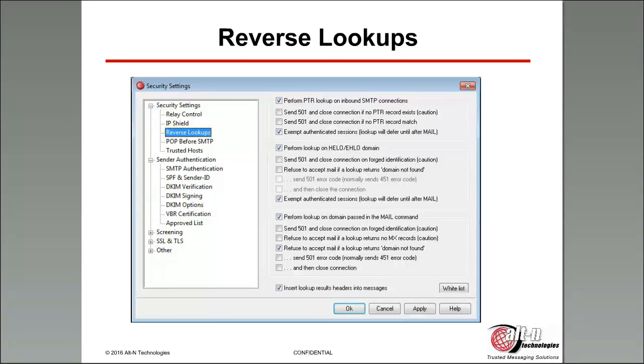We also recommend that you make sure MDaemon is configured to perform reverse lookups on incoming connections. The default settings shown here are the recommended settings, and you can check the box, send 501 and close the connection on forged identification. But it's not recommended because it is common for mail servers to identify themselves with values that do not match their IP address. But we do recommend that you perform a PTR lookup on all incoming connections.